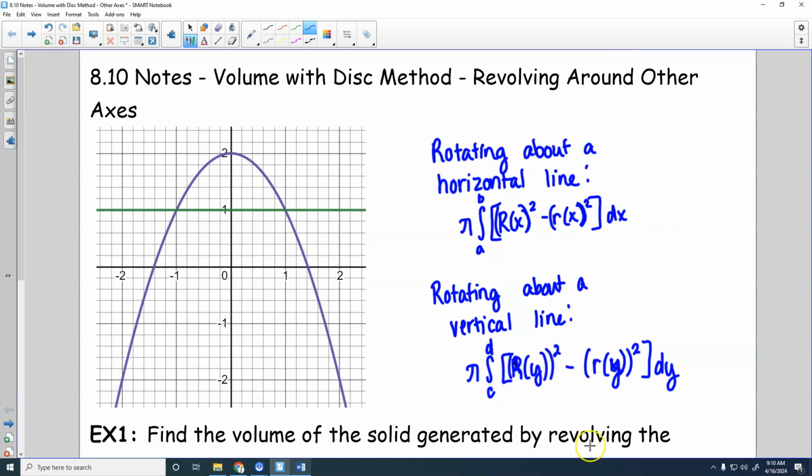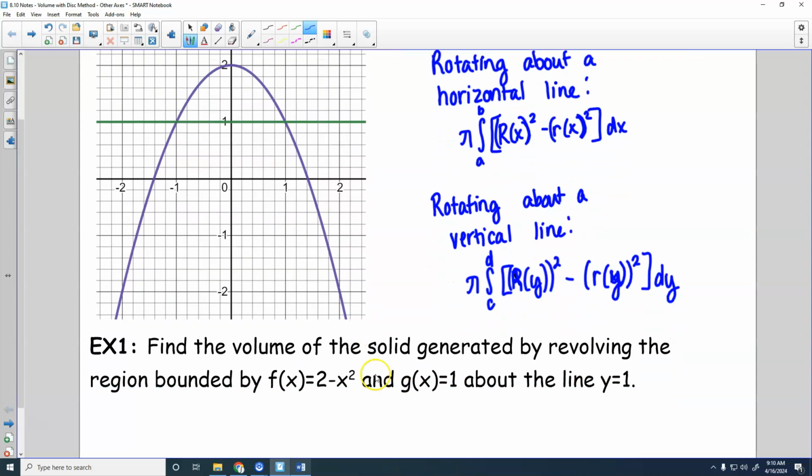All right, so this question says, find the volume of the solid generated by revolving the region bounded by f of x equals 2 minus x squared and g of x equals 1 about the line y equals 1. So keep in mind, horizontal lines are y equals. Sometimes we get tricked up with that, but y equals is a horizontal line, not a vertical. So this time we are taking this area right here, and we are rotating around this line, not the x-axis.